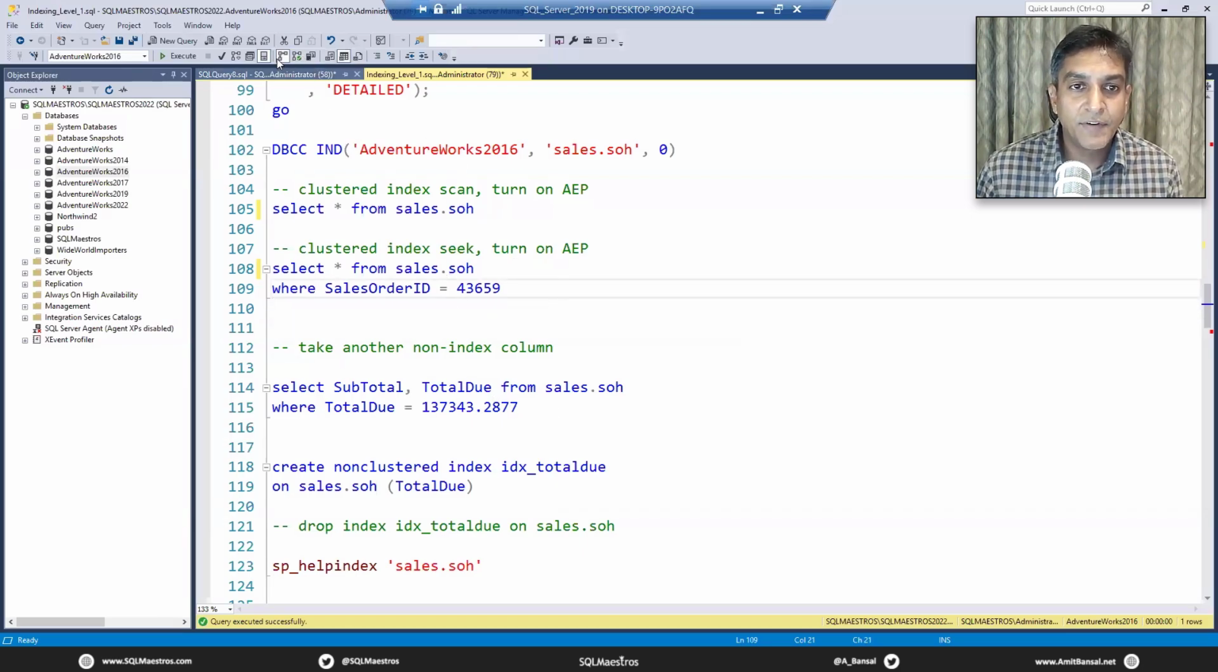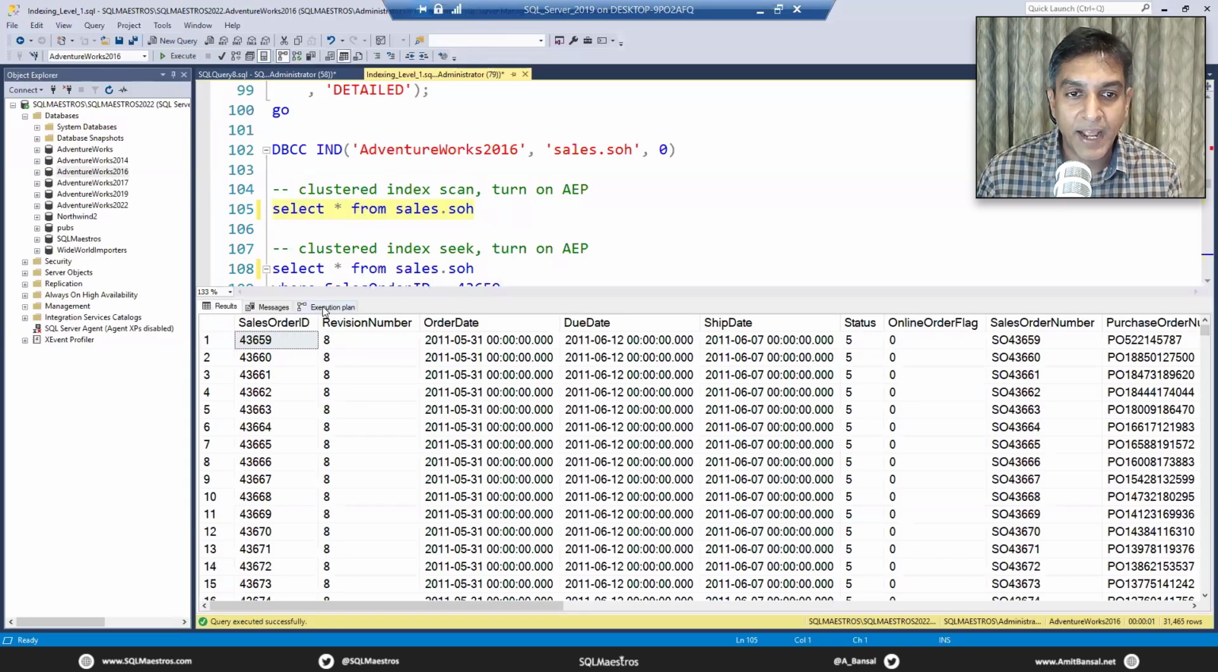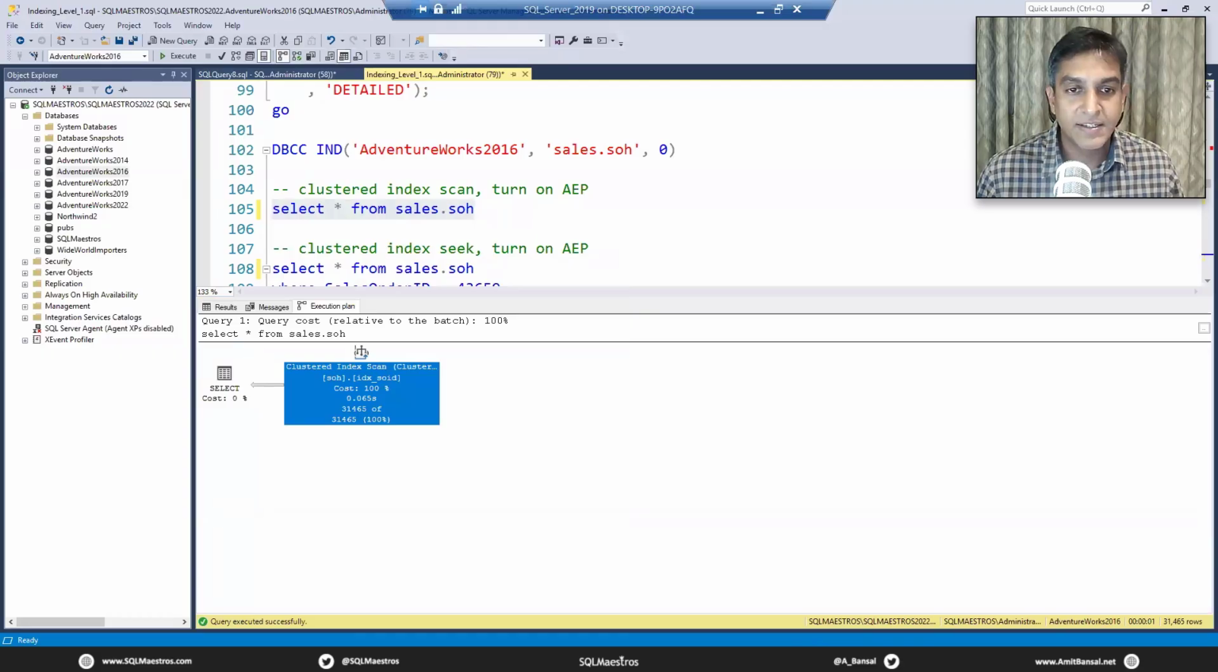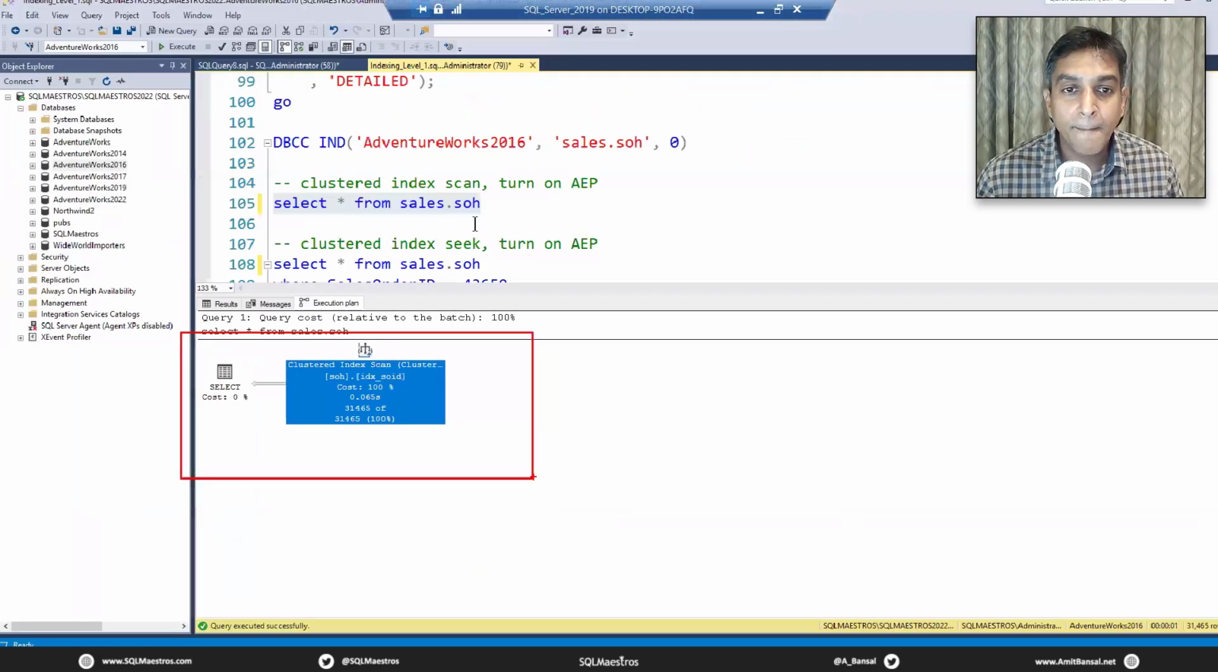So let's do this. We have the actual execution plan turned on. I am going to run this. First, select star from sales order header. And if you look into the execution plan, you will see a clustered index scan, right? No brainer at all. And I'm sure this is crystal clear.